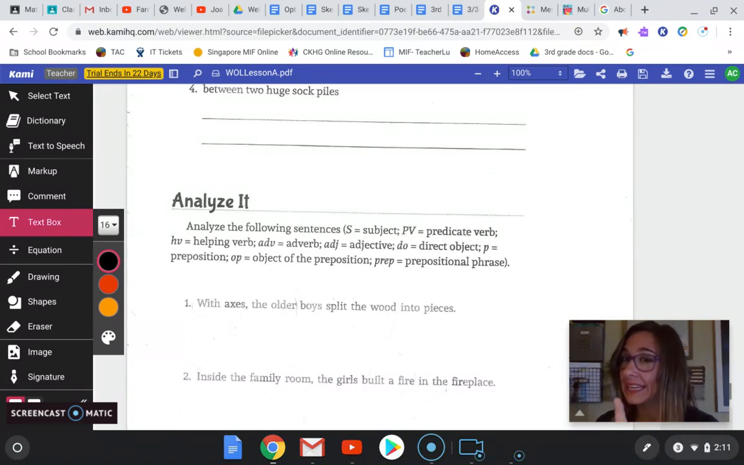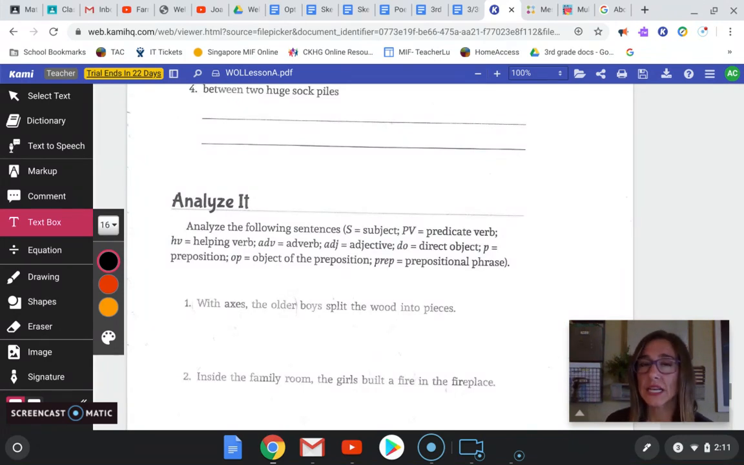With axes, the older boys split the wood into pieces. This is a sentence and it is declarative. This sentence is about boys. So, boys is the subject because it is what the sentence is about. This sentence tells us that boys split. So, split is the predicate because it is what the sentence tells us about boys. It is a predicate verb because it shows action. There is no linking verb because predicate verbs do not need linking verbs. Wood tells us what boys split. So, wood is an objective element because it completes the meaning of an action verb. It is a direct object because it tells us what boys split.